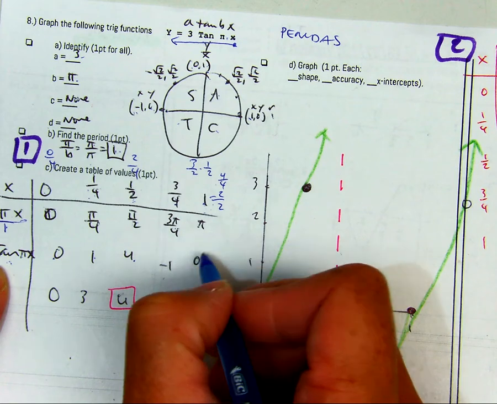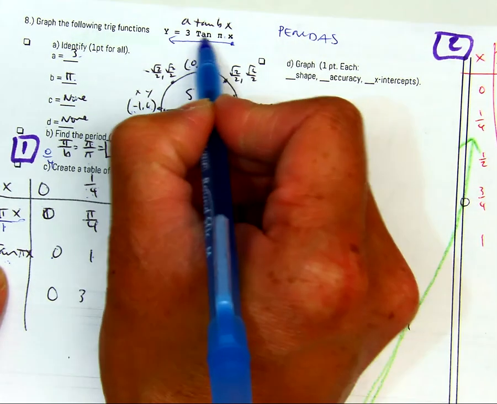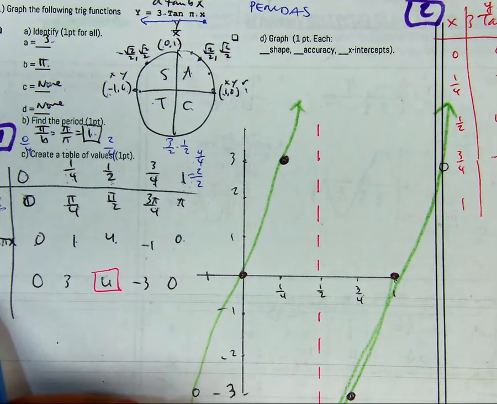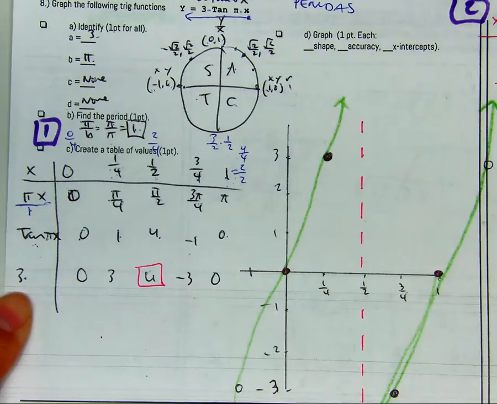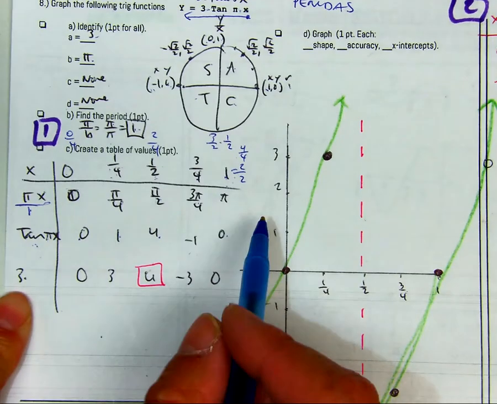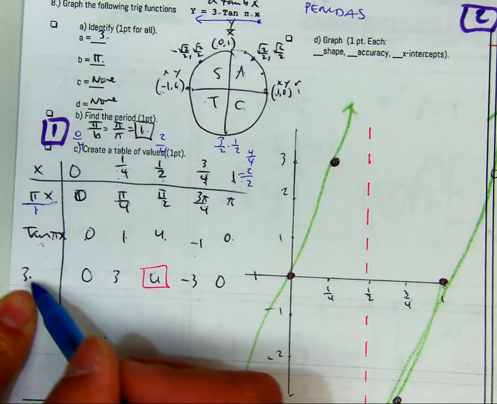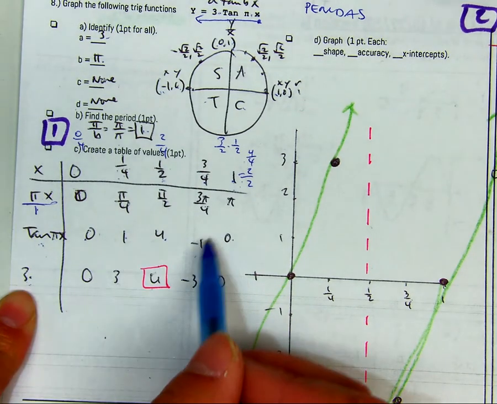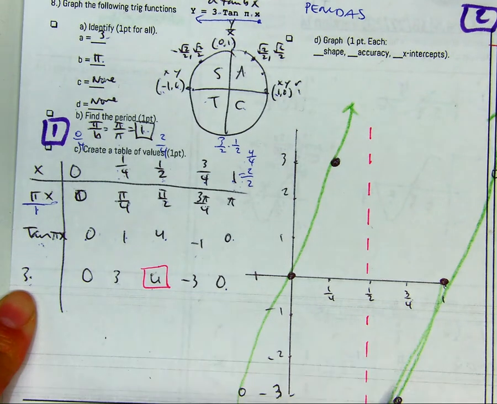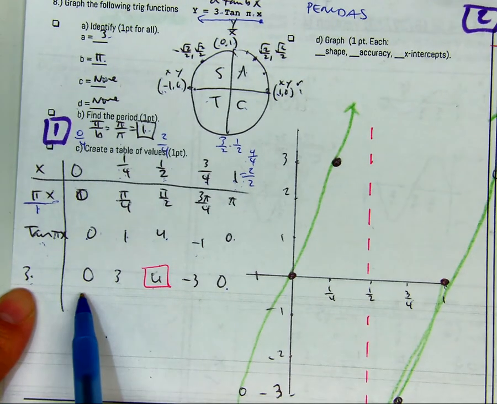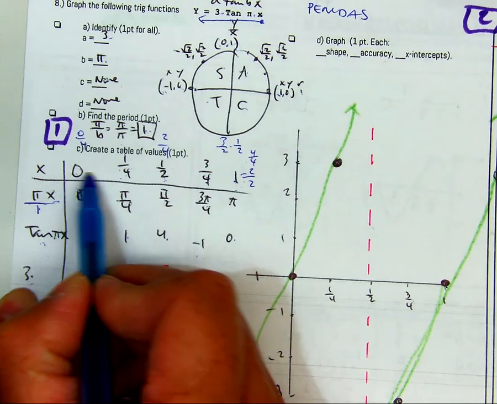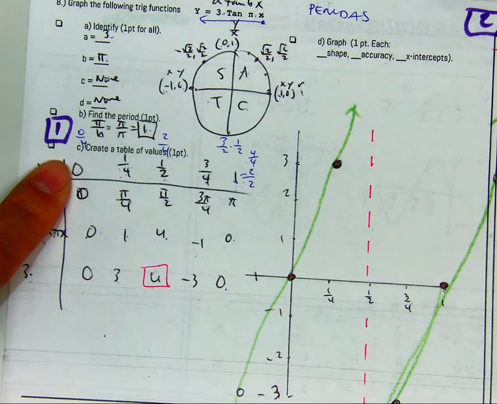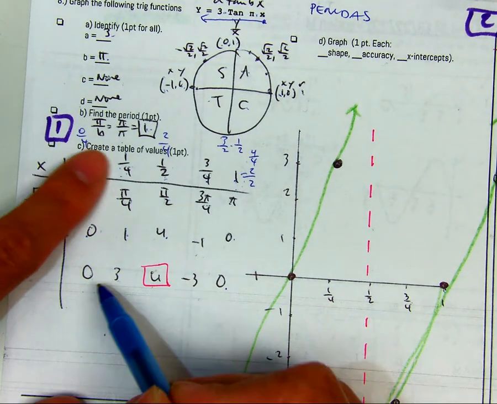So the last thing I need to do now is multiply by 3. So I just take this row and multiply by 3. So it's kind of like if you think of this table or this chart here, it's just kind of like mass production to get your values. So 3 times 0 is 0, 3 times 1 is 3, 3 times undefined is still undefined, 3 times negative 1 is negative 3, 3 times 0 is 0. And basically, my ordered pairs are, these are the x values, and then these are my finished y values. So let's go ahead and graph this. 0, 0. Right there. 1/4, 3.